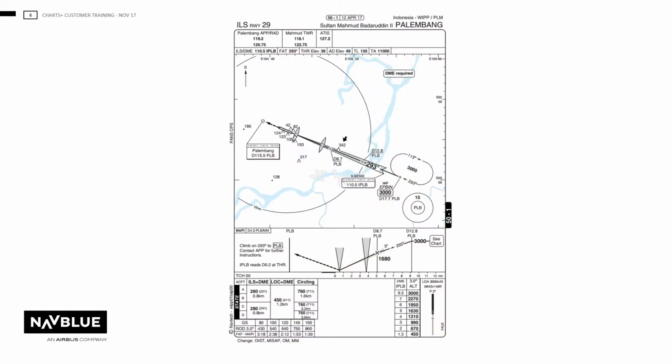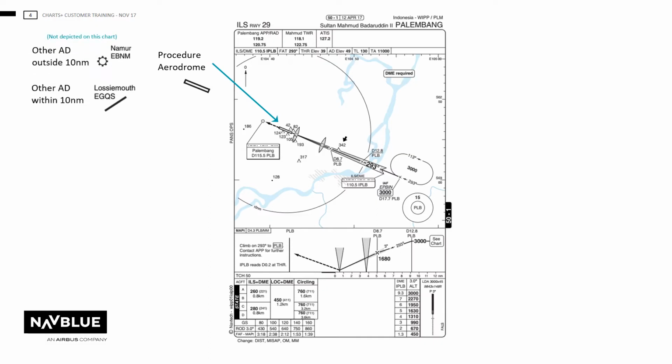We will now look at the different symbols and how NavBlue present them on the IAC chart. The procedure airdrome with the correct runway alignment. Airdromes outside the 10 nautical mile circle will be shown as a cog with the name and ICAO code. Airdromes within will be shown with the runway alignment, name and ICAO code. Any intersections based off a DME.